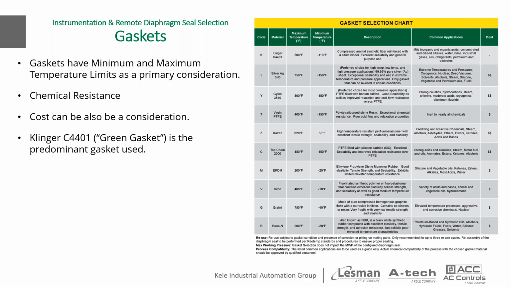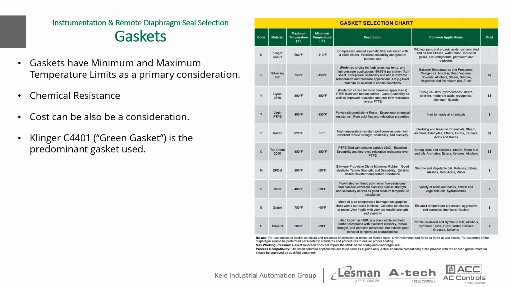Gaskets also. This could be one where there is a bit of an issue because sometimes people just don't pay attention, but every gasket that's used between a diaphragm seal and the lower is made of a certain material and it has a temperature range. So they basically have a minimum and a maximum temperature limit, which is one of the things we first look at, particularly for seals that run hot. Next is obviously chemical resistance.